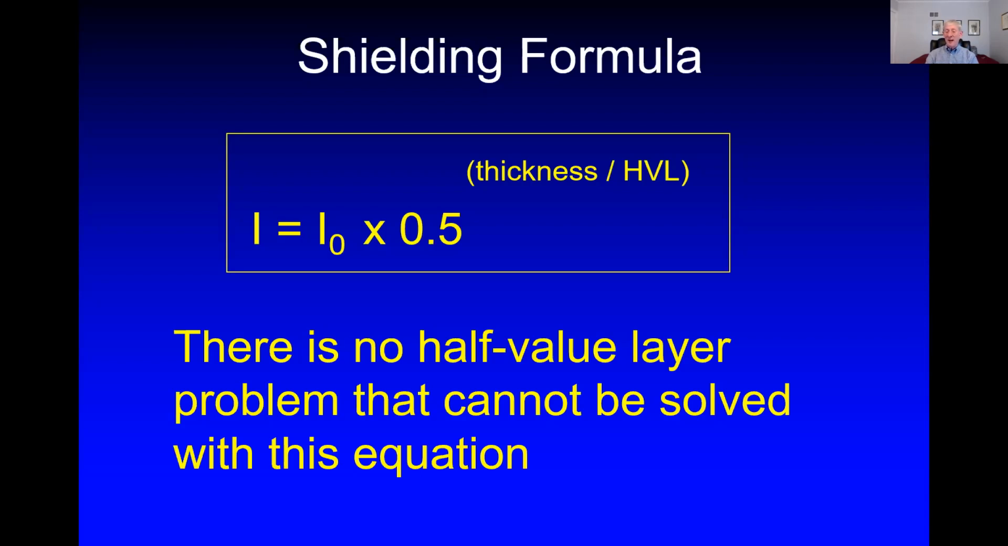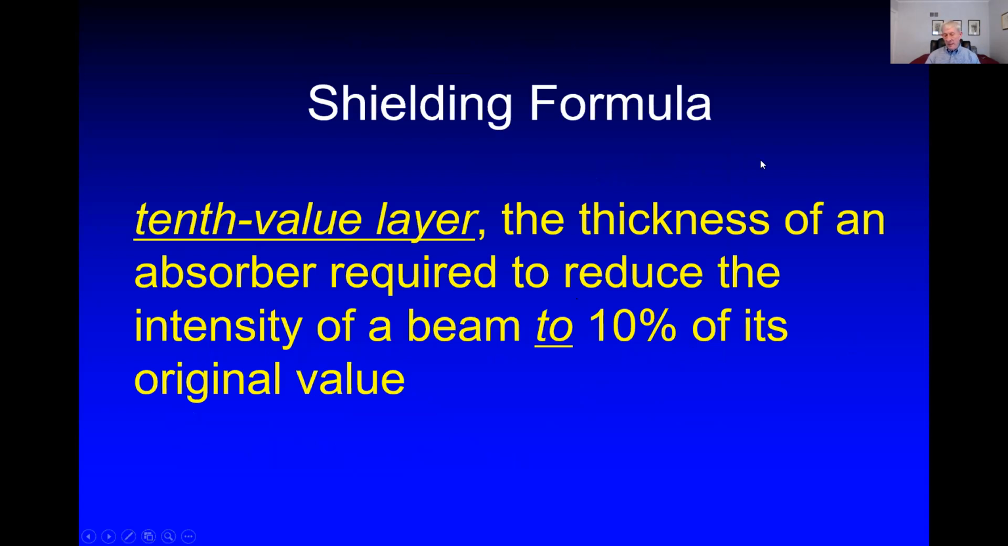The real question is, is it by a factor of 10 or is it to 10%? Maybe I didn't ask that very clearly. The TVL is the thickness that reduces the intensity of the beam to 10%, not by 10%, but to 10%. If it were by 10%, it would do this: 1,000, 900, 810, 720, 630. That's not what a TVL does. It's to 10%. A TVL goes from 1,000 to 100 to 10 to 1 to 0.1, 0.01, and so on. So make sure that you understand that a TVL reduces it to 10%, not by, but to 10%.